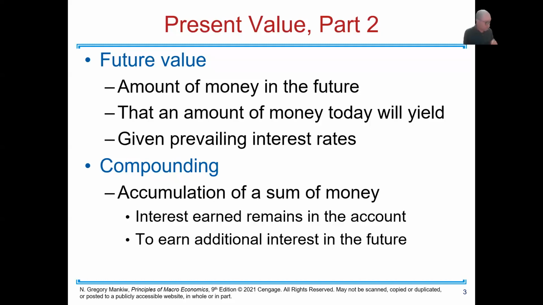Example, if I put $1 in my savings account today, it yields a 12% interest per year, and it's compounded annually. At the end of the year, I would have $1.12 in my bank account. Okay? Because of the interest rate.